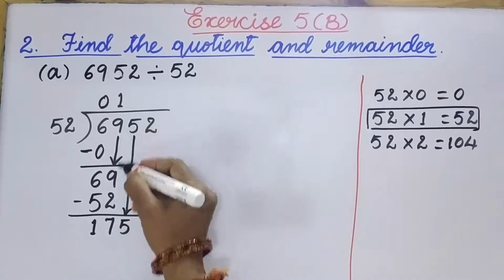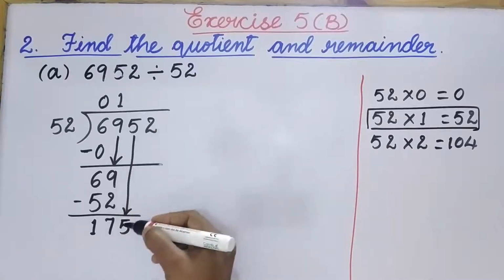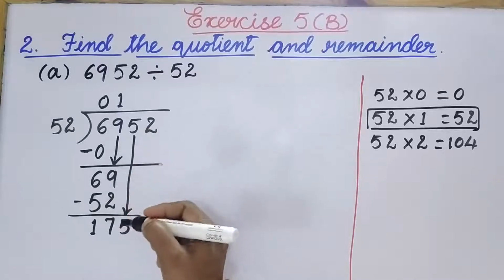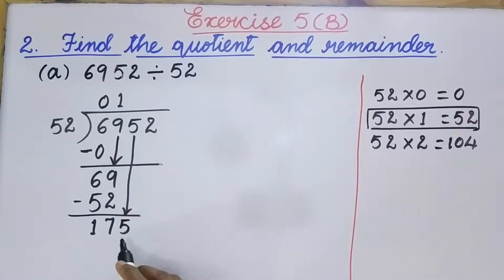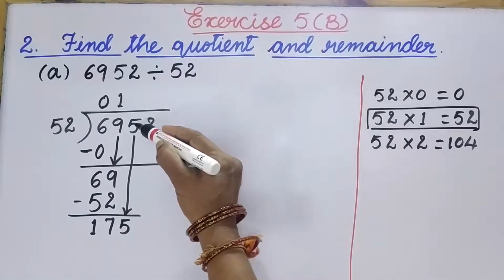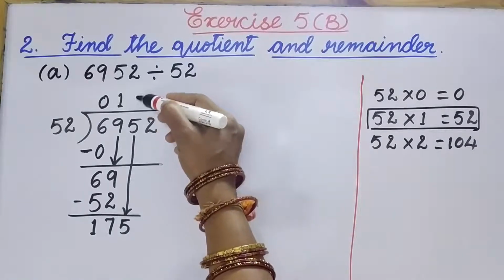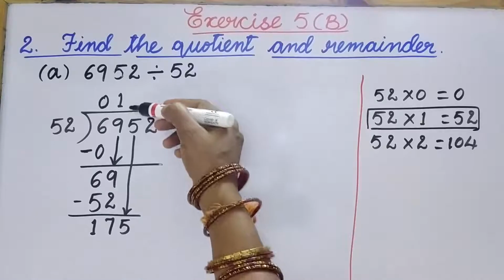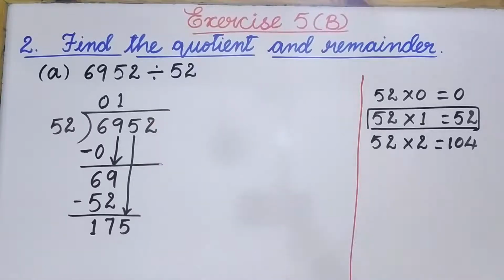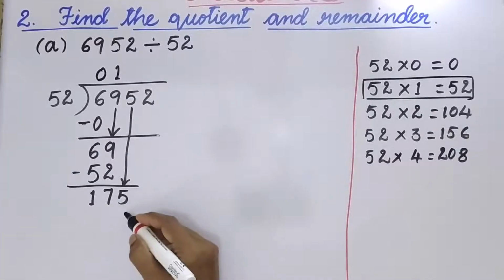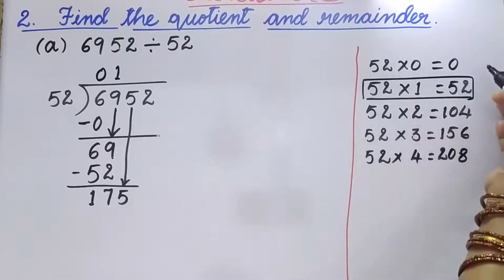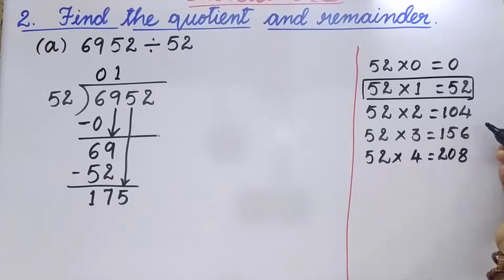Alright. See, for each step we need to take only one digit at once. Okay. Now we got 175. So we have to divide. After writing it here, we need to write the quotient above 5. Whichever digit we take down, above that we need to write. Here we have 175. So let us check: in the table of 52, do we have 175?